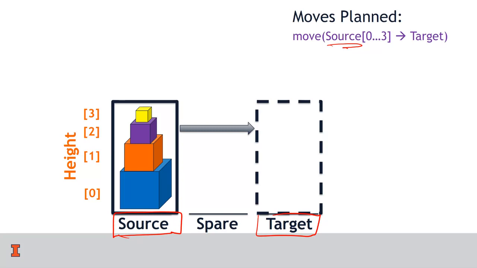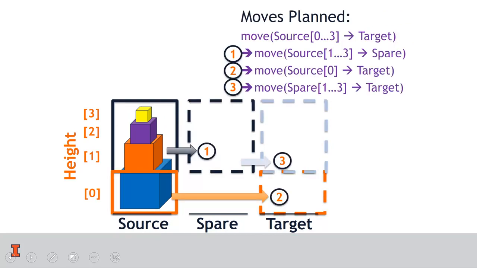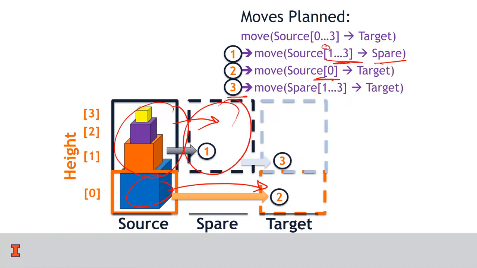To move a stack of 4 blocks from the source to the target required 3 steps. The first step was to remove everything but the 0th block, so blocks 1, 2, and 3, to the spare tile. So we want to move this tower to the spare tile. The second thing was to move that bottom block from the source to the target. And then the third step was we have all of these blocks here on the spare, and we need to move those spare blocks onto the target.